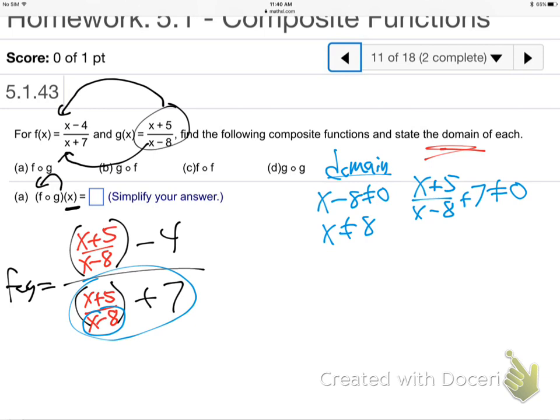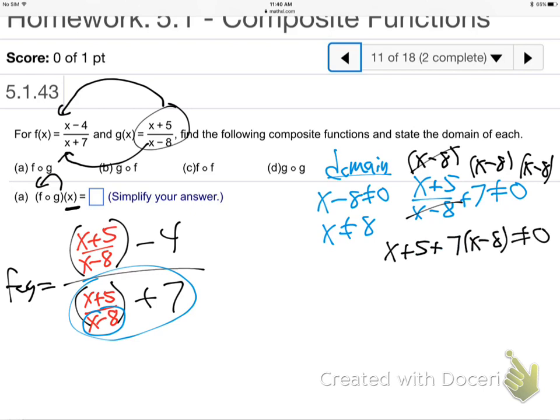Good? I'm just going to bump this over. Well, I don't know, it's probably not helpful. I keep changing my style. I'll just do it the same way I did the other ones. So I'll just multiply through by the common denominator, the only denominator, x minus 8. So this cancels here, I get x plus 5. Let me scoot over. Plus 7 times x minus 8 cannot be 0, right? Because 0 times anything on the right side is just 0.